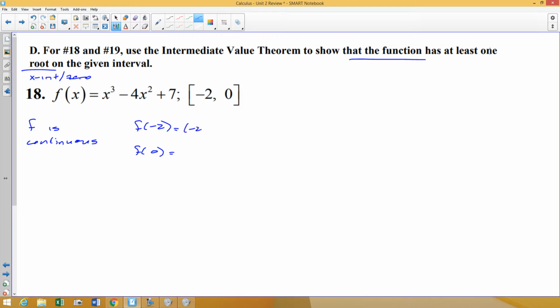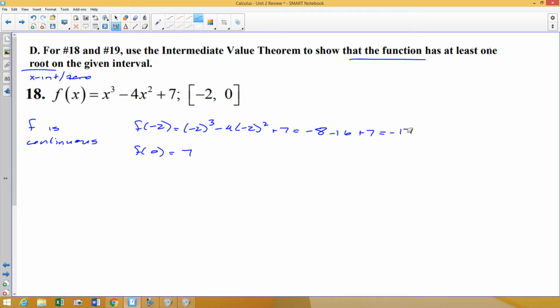So -2 cubed minus 4 times -2 squared plus 7. And then we'll do 0, 0 cubed. Why am I even plugging in 0? 0 minus 0 plus 7 is 7. So that's -8. 2 squared is 4, 4 times that would be -16 plus 7. -8 minus 16 is -24, plus 7 is -17. All right, there we go.